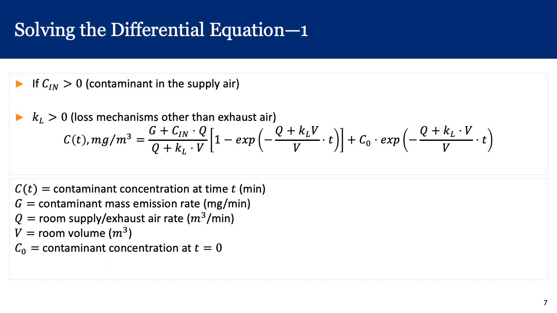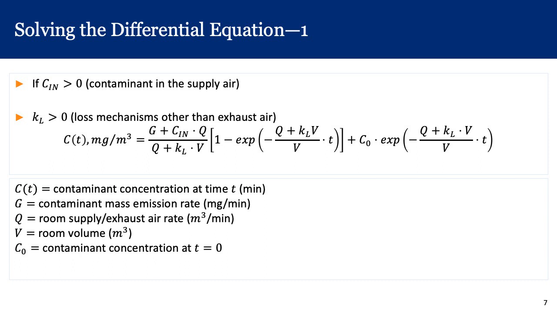And this is not a course in calculus, so I'm not going to go through the blow-by-blow of how this is solved, but we solve that differential equation, and I'm going to present the solution to you here in this equation. So if we assume that Cn, the concentration of the contaminant in the supply air, is greater than 0, and k is also greater than 0, then our solution comes out to be this equation. And rather than read out the entire equation to you, I'm going to point out some features.